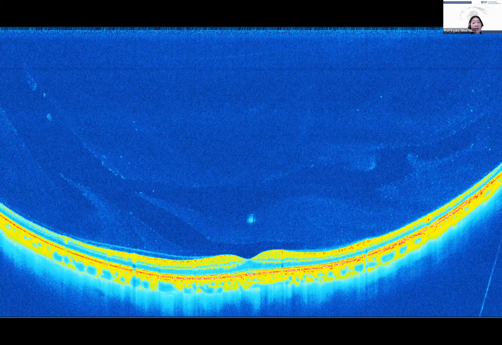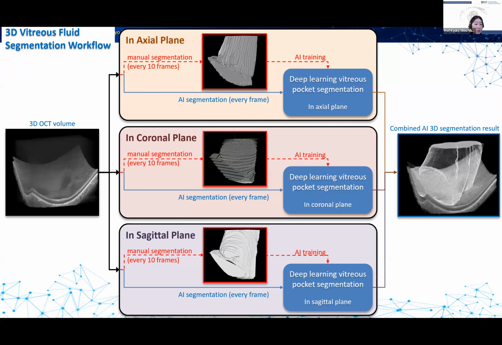However, it's still difficult to imagine the 3D figure of the vitreous. So in order to visualize the vitreous, we established 3D reconstruction of the vitreous fluid space. This slide shows the 3D segmentation workflow. In each plane, a deep learning model is trained to segment the vitreous fluid space in the entire OCT volume. Next, information from all these three planes is combined for further noise reduction and optimization.